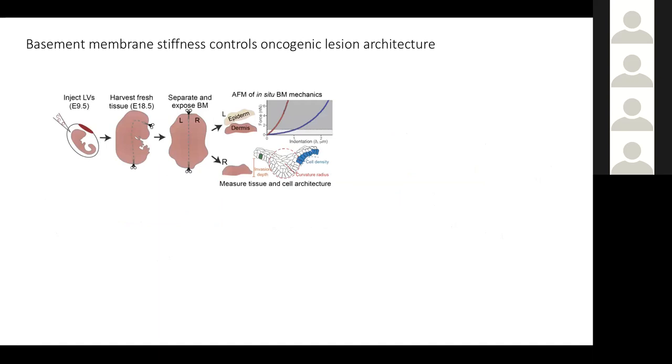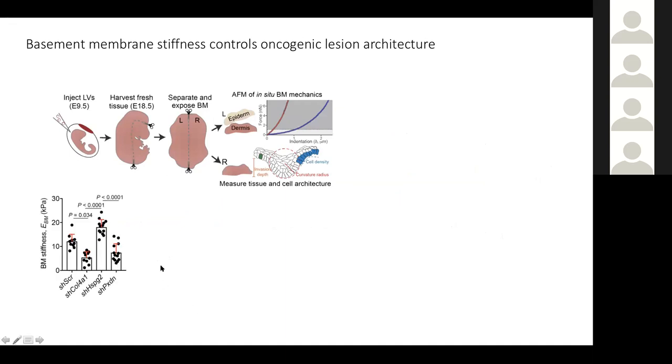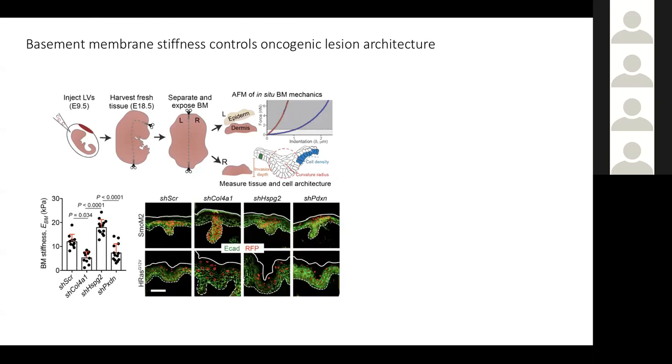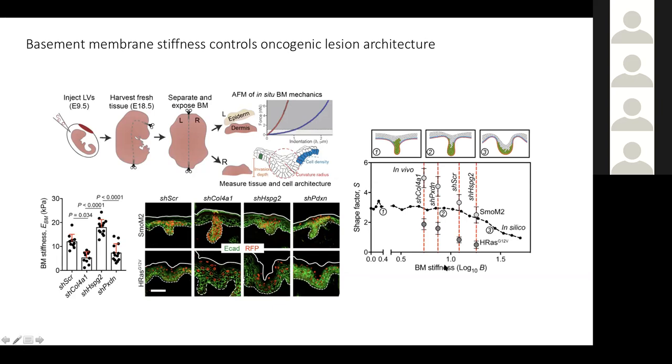So is this really important? Does this influence the shape, architecture of these tissues? Again, we use a functional approach to basically vary the modulus by knocking down components of the basement membrane. If we knock down a collagen trimer molecule, we decrease the modulus. If we knock down one of these proteoglycans, we can actually increase the modulus. And if we knock down a cross-linking enzyme, we can also decrease the modulus, although to a bit lesser extent. So we went and then measured the effects of these knockdowns on the tissue, and I'll just point your attention to the quantification here.